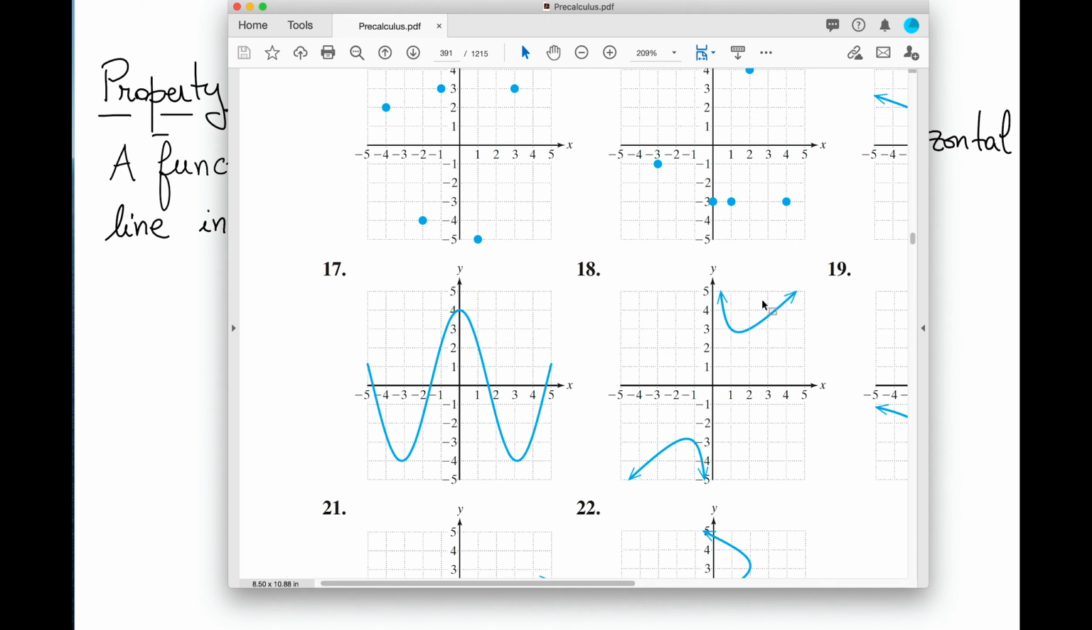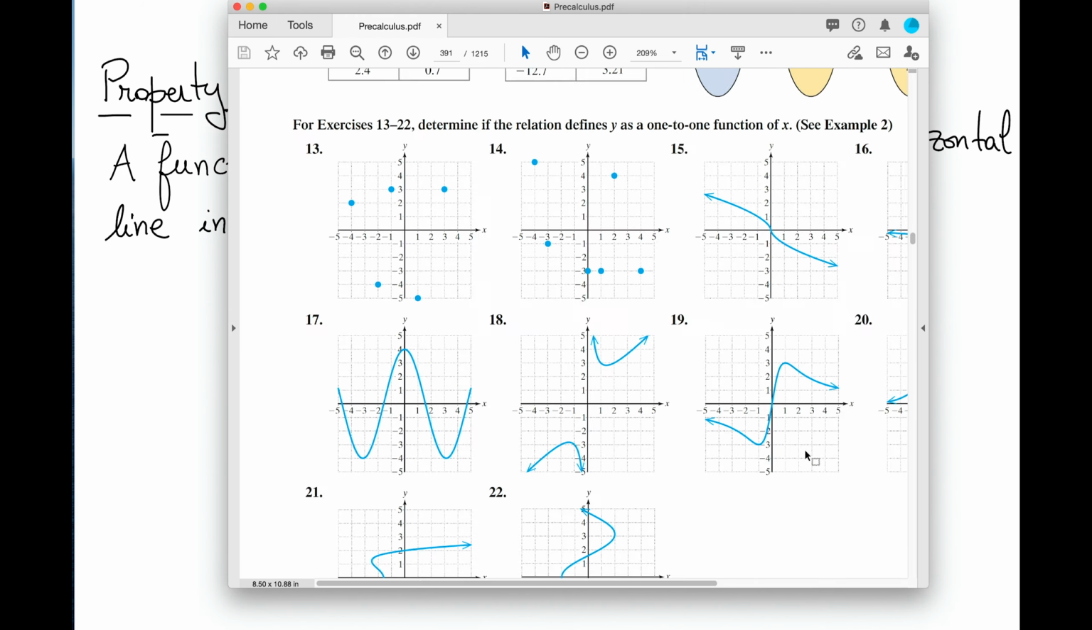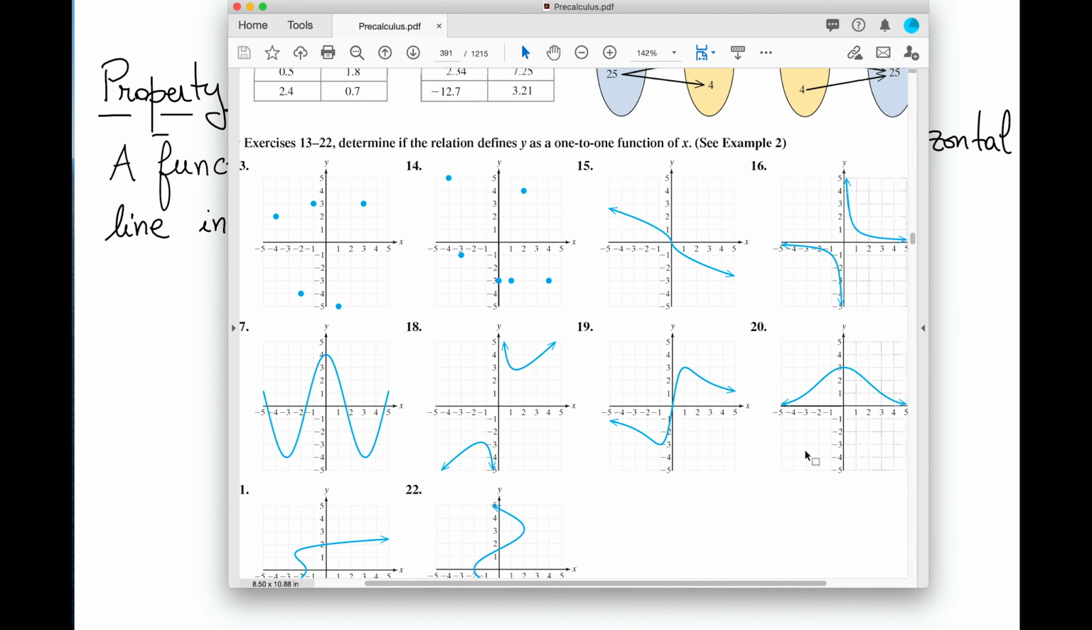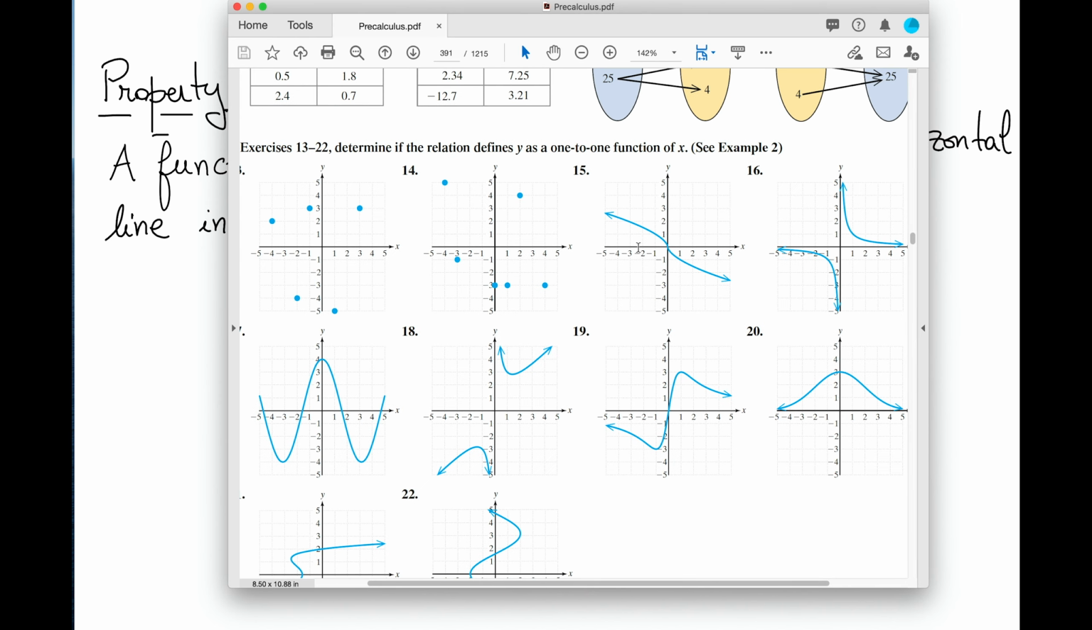With this in mind, let's do one or two more examples. How about 14? The function is a discrete function here, it's just points. Is this a one-to-one function? Certainly this is a function because it passes the vertical line test. There exists no vertical line that passes through the function more than once.